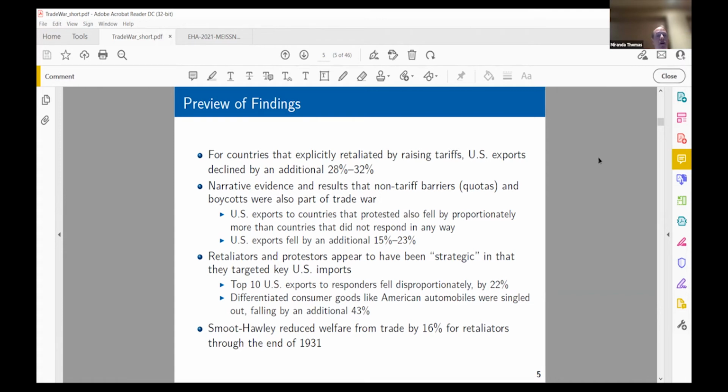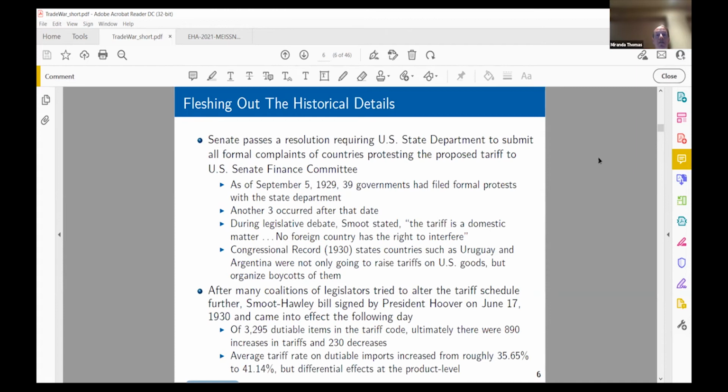So finally, Smoot-Hawley reduced welfare from trade by around 16% for retaliators through the end of 1931, and that's using these newer, quite elegant and simple models for estimating welfare effects.